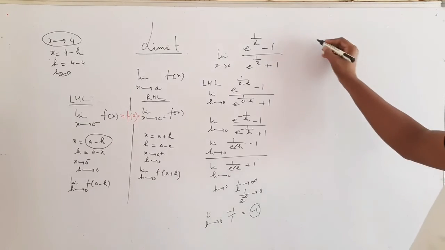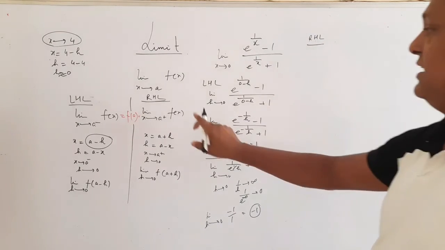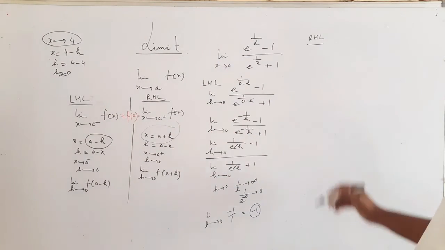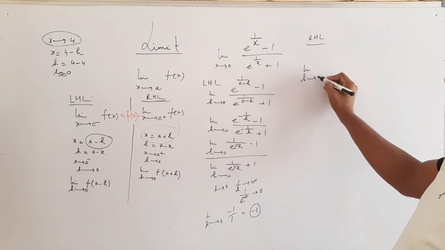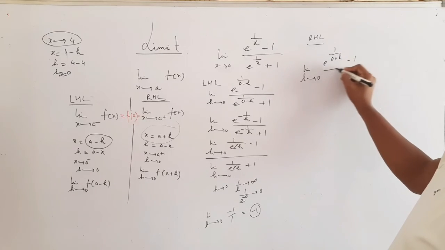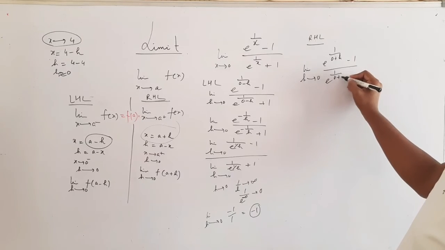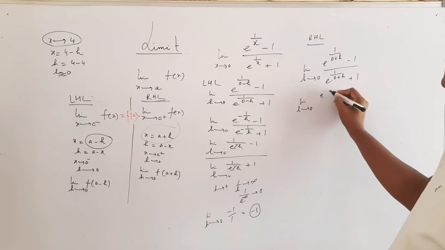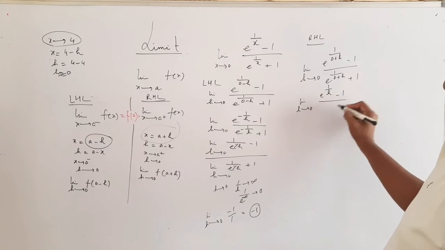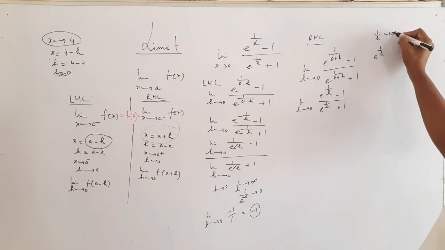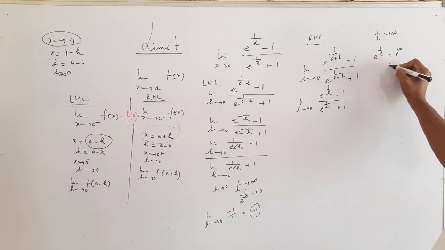Now I go for the right hand limit, which goes like this, again under the light of the same algorithm, that we have to write x as a plus h. So I write directly limit h tends to 0, and then this becomes e to the power 1 over 0 plus h minus 1 and e to the power 1 over 0 plus h plus 1. So now limit h tends to 0, this is e to the power 1 by h minus 1 and e to the power 1 by h plus 1. Now since 1 by h tends to infinity, e to the power infinity will also be infinity.